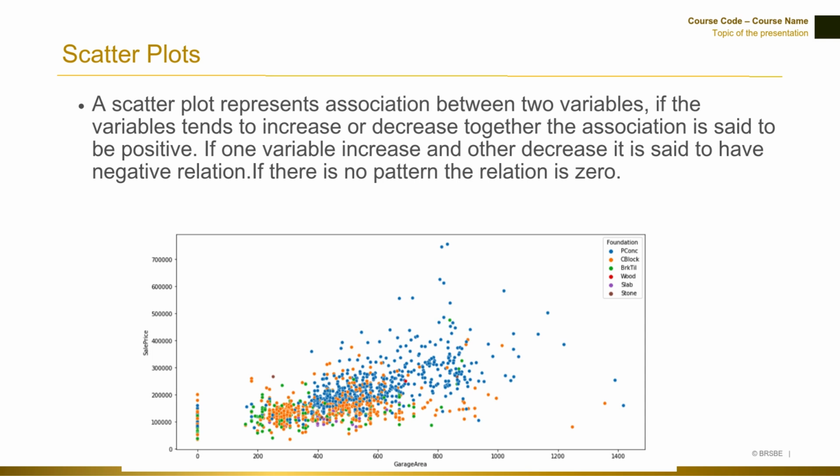Each point on the scatter plot corresponds to an observation of the dataset, with its position determined by the values of two variables being plotted. For example, if the x variable is height and the y variable is weight, each point represents an individual's height and weight. Scatter plots allow the visualization of relationships between variables.